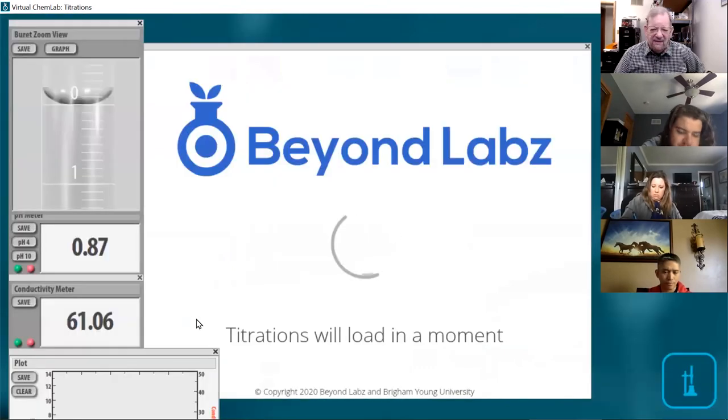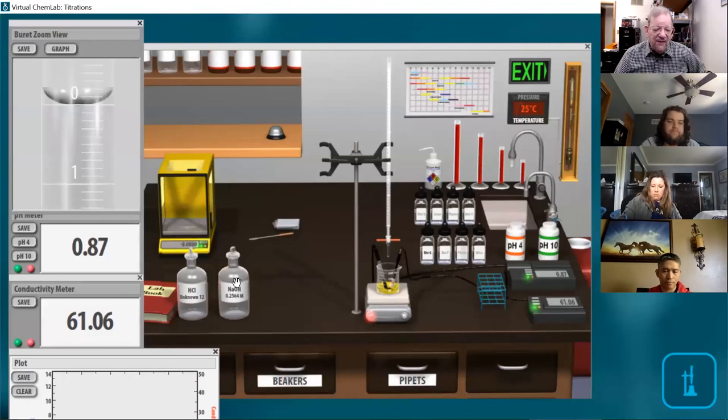Open it up again. And now you have the same setup and we're at zero. And you know you can shotgun it to about 50 and a half and then go slow from 50 and a half till it changes color. And that way you can do titrations quicker and more accurately. Everybody get that down.